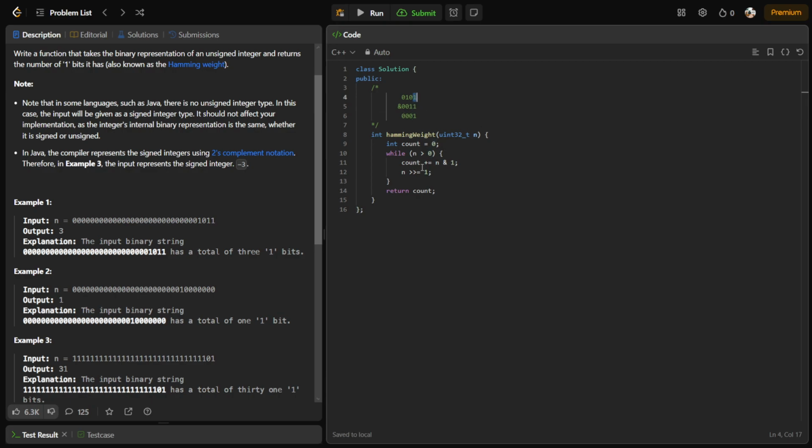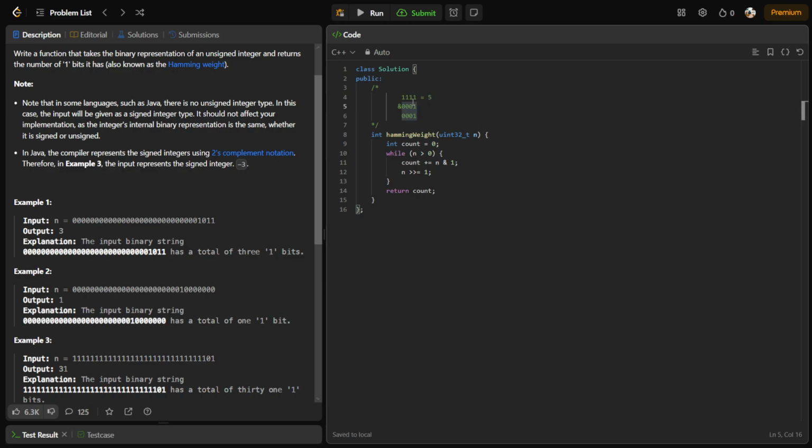By comparing this with 1 itself, we know that in binary, 1 would be 0, 0, 0, 1. And this number is actually 5. If we AND this, it will give us 1, because after using the AND operator, even if the rest are 1s, we will still get 1, because only this is 1.